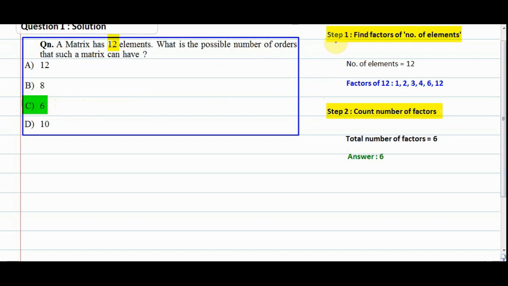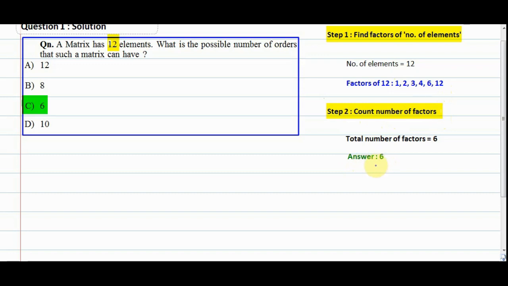Here, step number 1 is to find factors of the number of elements. Here, the number of elements is equal to 12. Now, factors of number 12 are 1, 2, 3, 4, 6 and 12. Now, step number 2 is to count the number of factors. Here, you can see that we have 6 factors. So, therefore, our answer is 6.